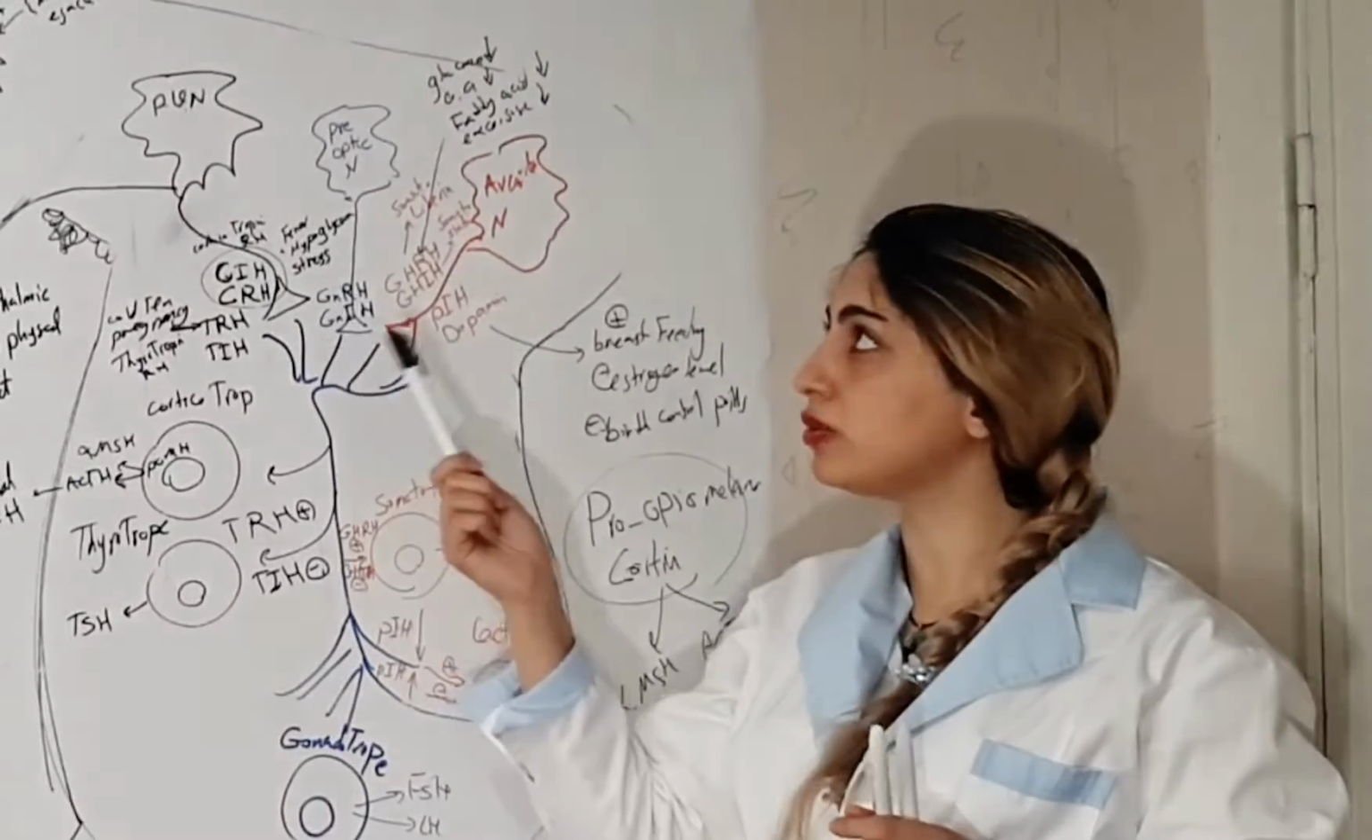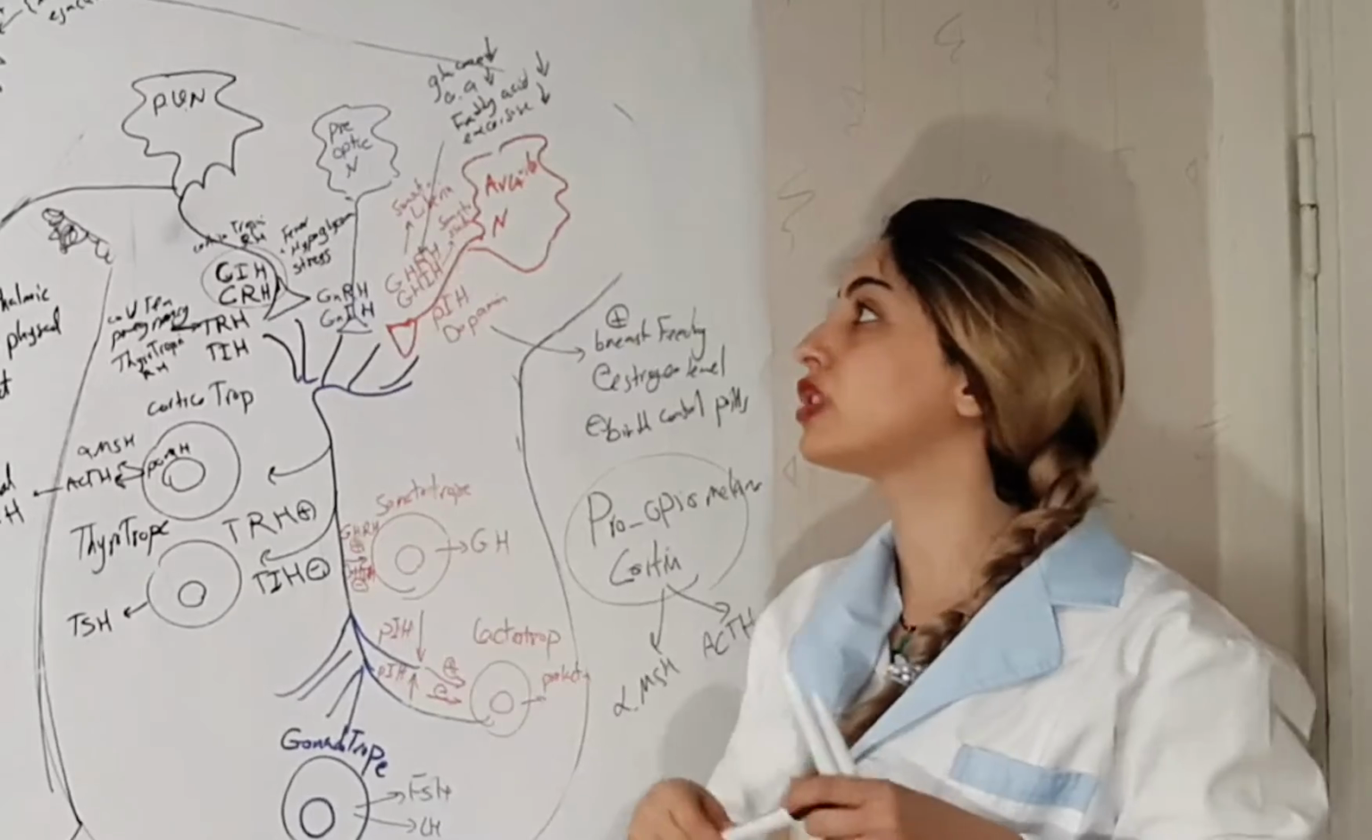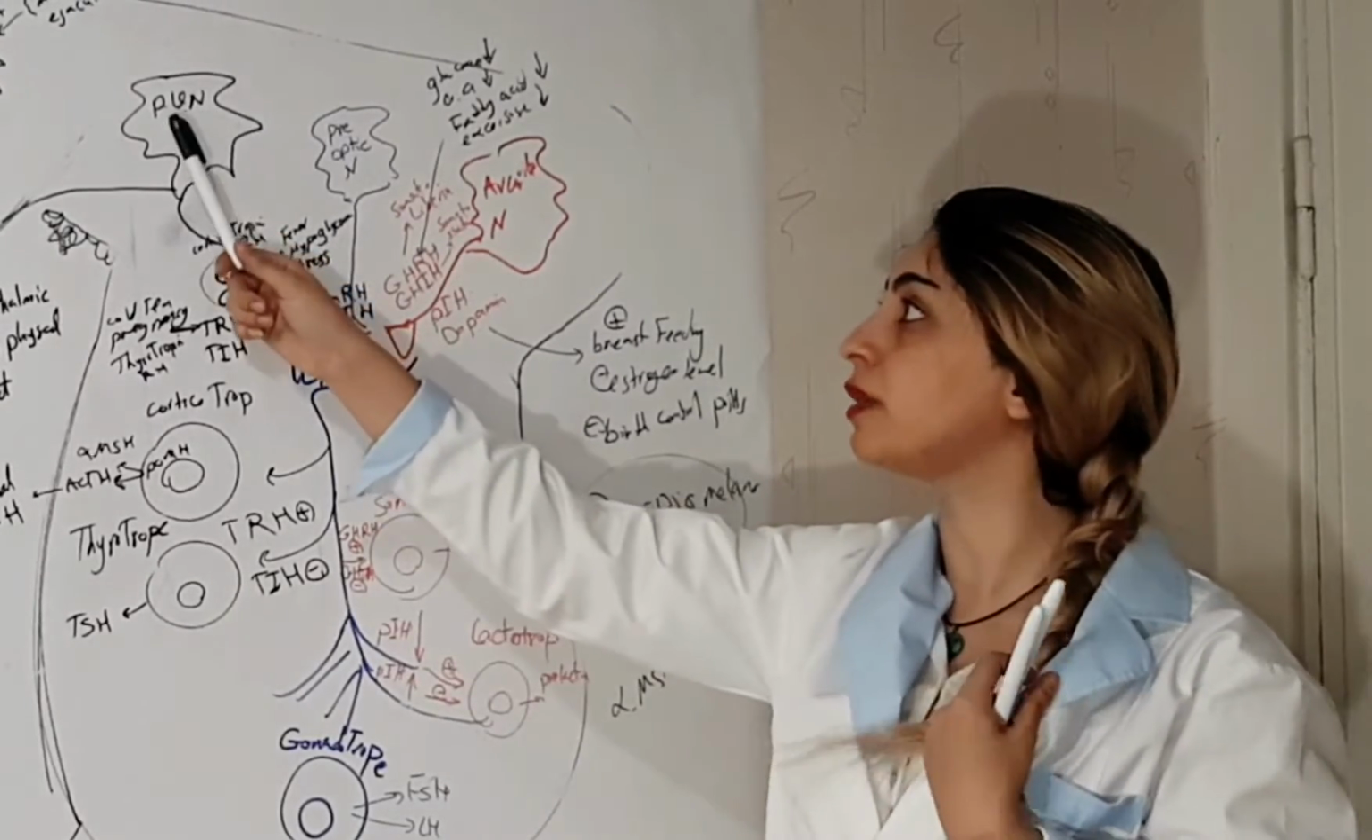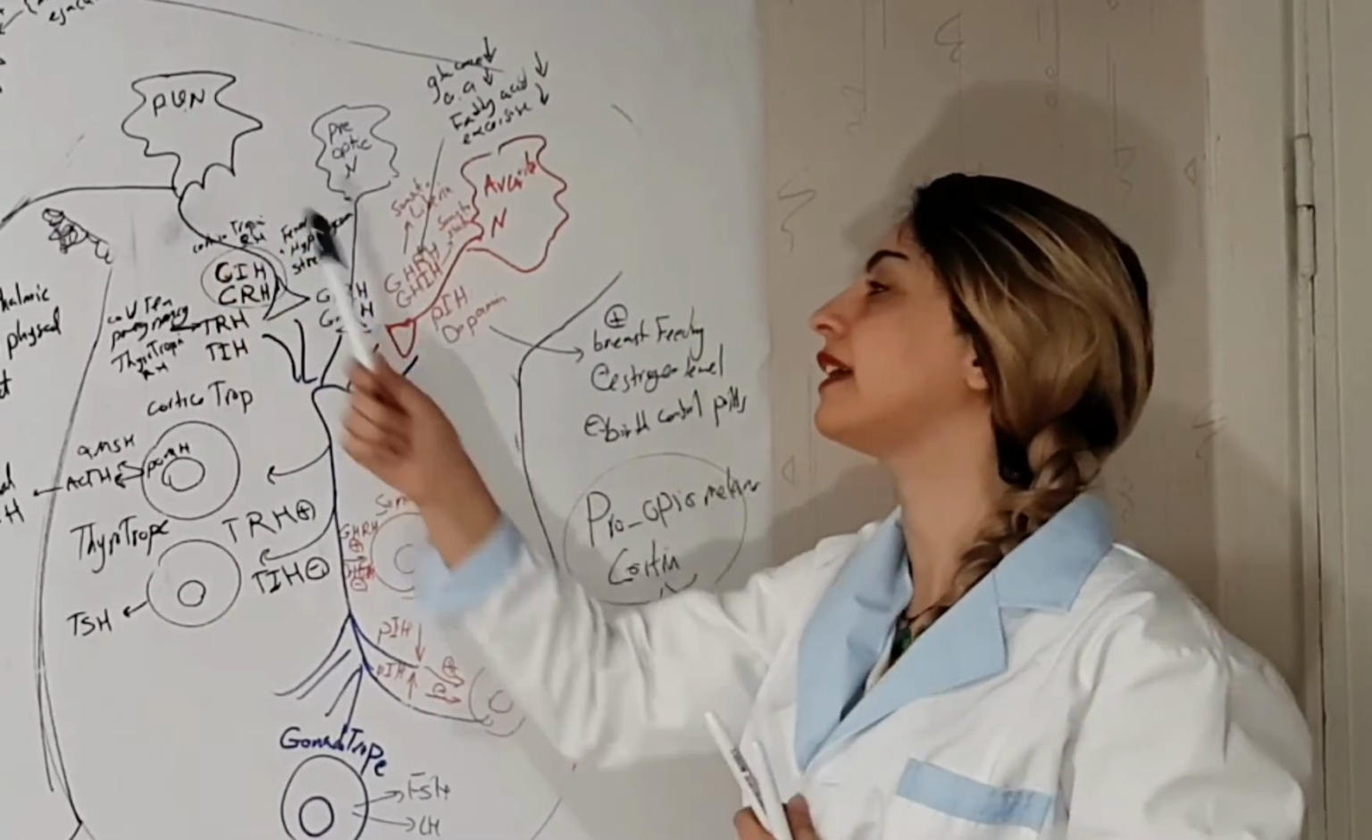So another nucleus or nuclei which I want to talk about is the group of paraventricular nucleus. And what are they?